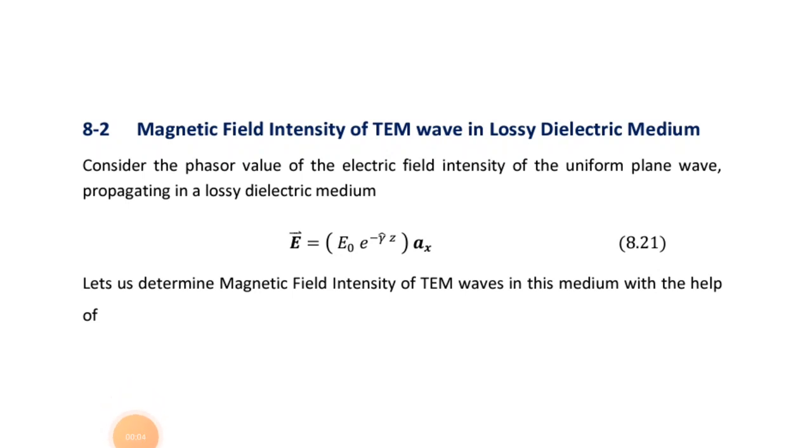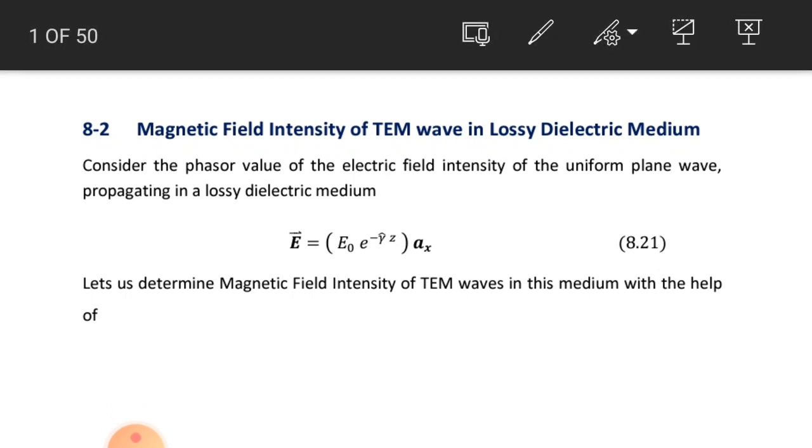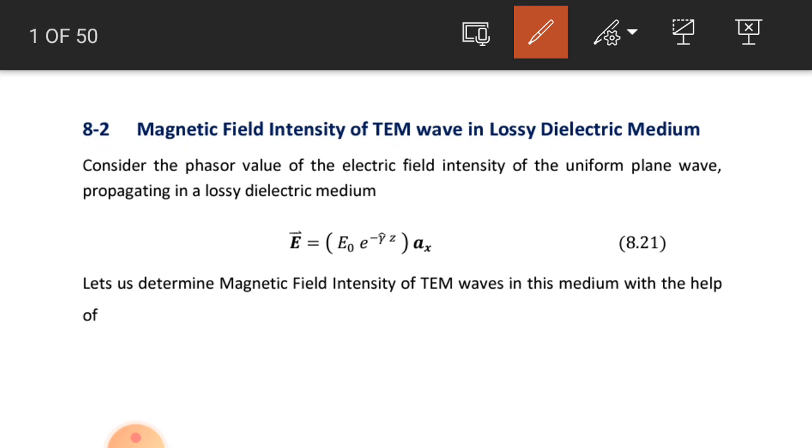Magnetic field intensity of transverse electromagnetic wave in lossy dielectric medium. We consider the phasor value of the electric field intensity in a lossy medium. The phasor value of the electric field intensity in the lossy medium is given by equation number 21, where it is equal to E naught into e raised to the power minus gamma k z ax.